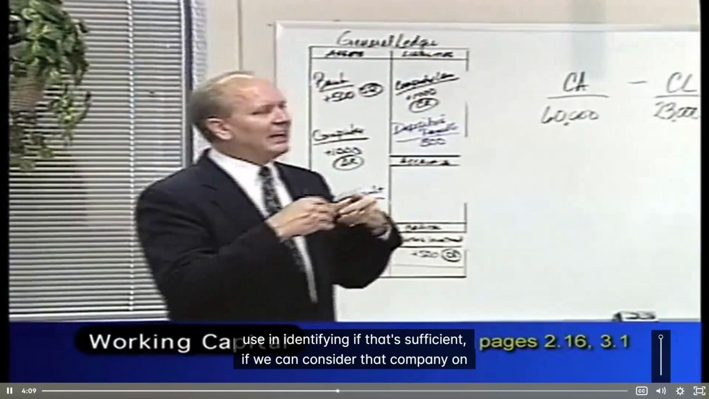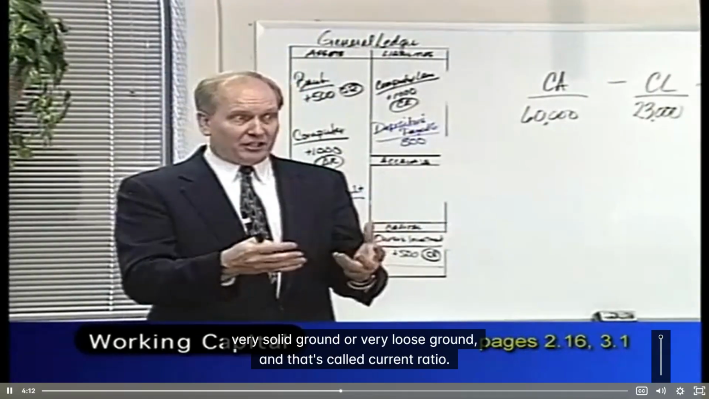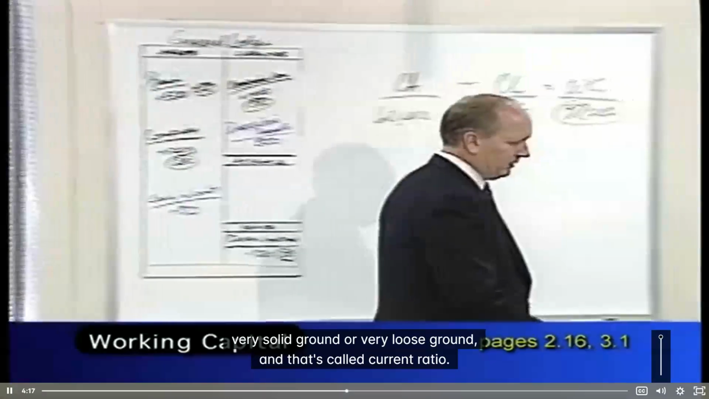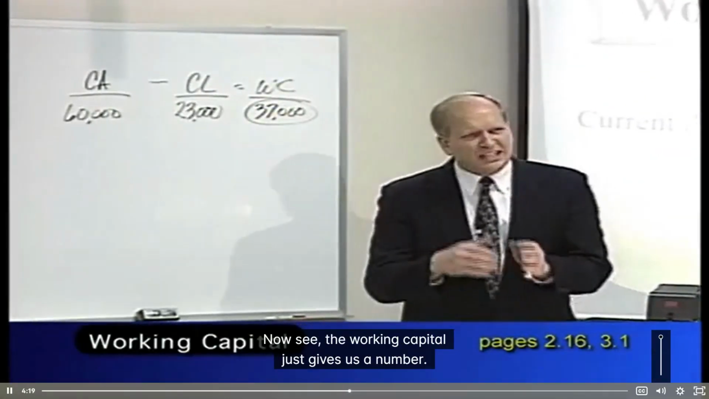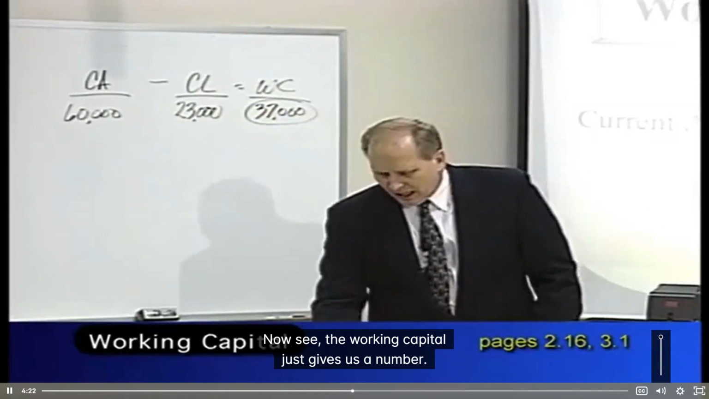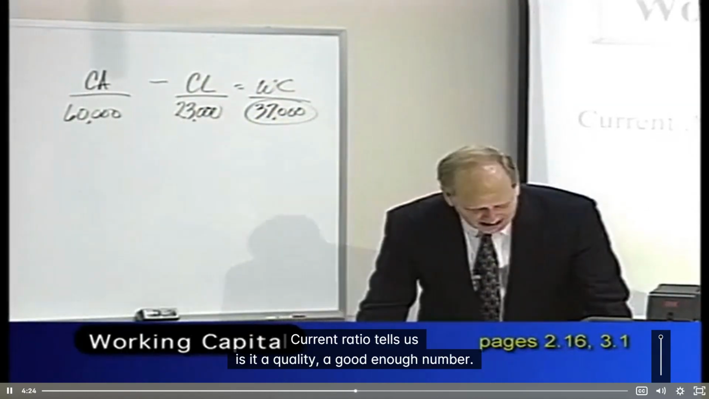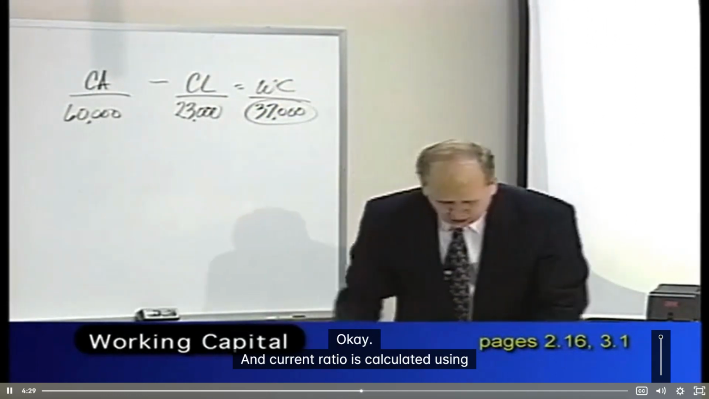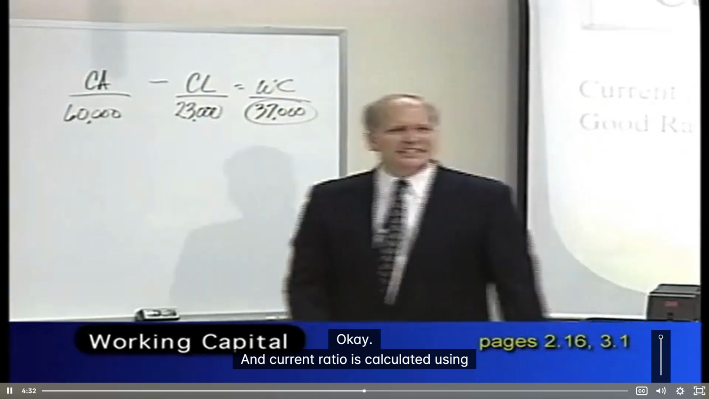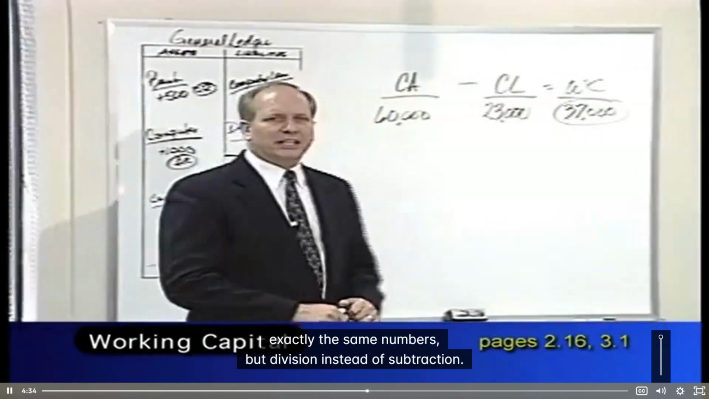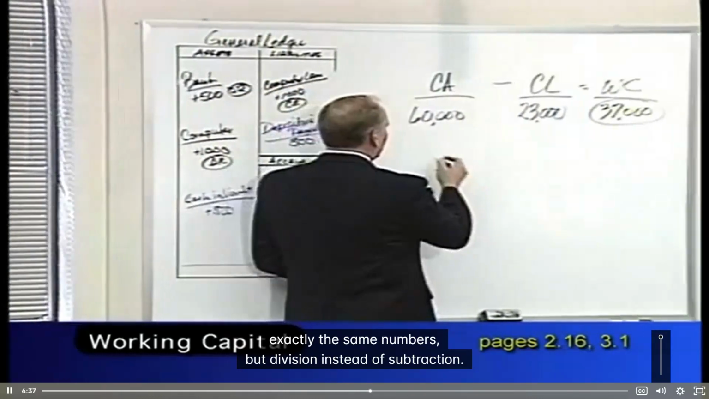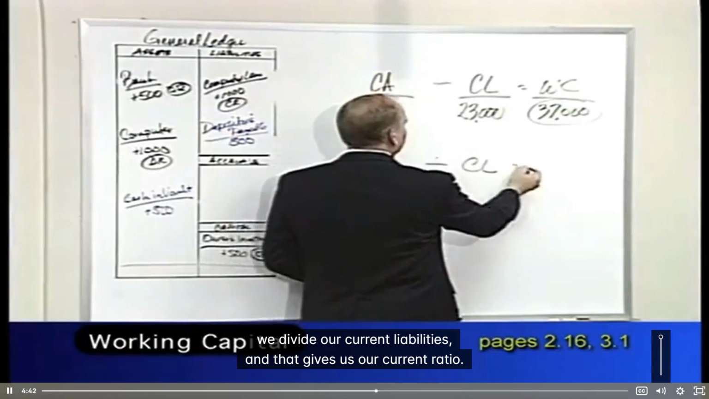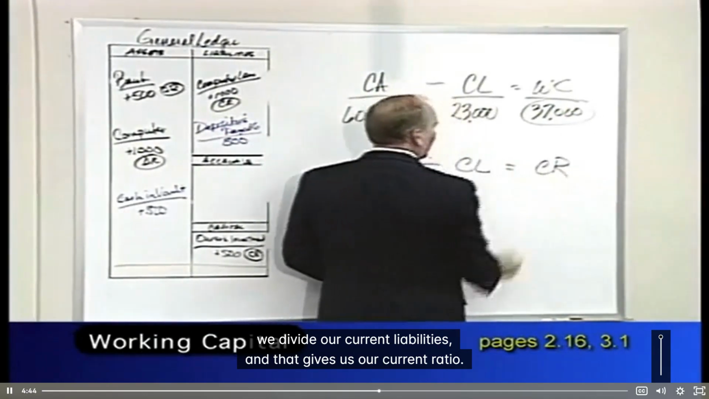If we can consider that company on very solid ground or very loose ground. And that's called current ratio. Now, see, the working capital just gives us a number. Current ratio tells us, is it a quality, a good enough number? Okay? And current ratio is calculated using exactly the same numbers, but division instead of subtraction. So we take our current assets, we divide our current liabilities, and that gives us our current ratio.